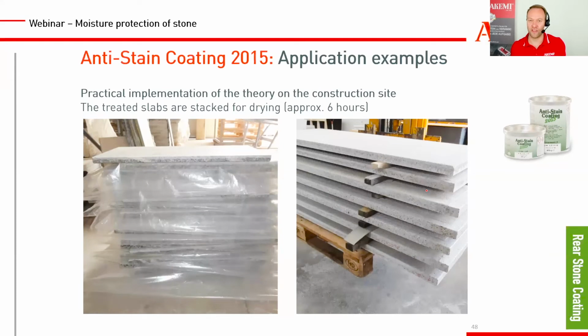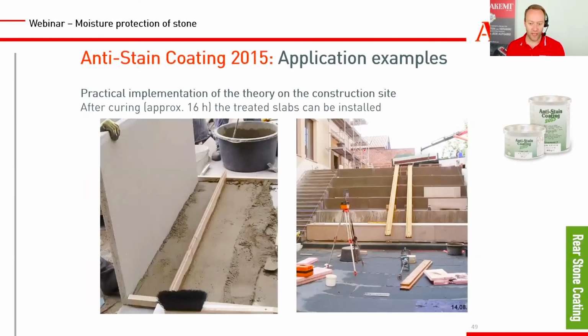When you do not have enough space in your workshop or in your factory, you treat a certain amount of slabs, then you put them on top of each other. You can put some wood in between to let it cure, or you put some plastic in between. And after 6 hours, you can start moving it and stacking it properly onto the racks. Good, and then here we did the installation.